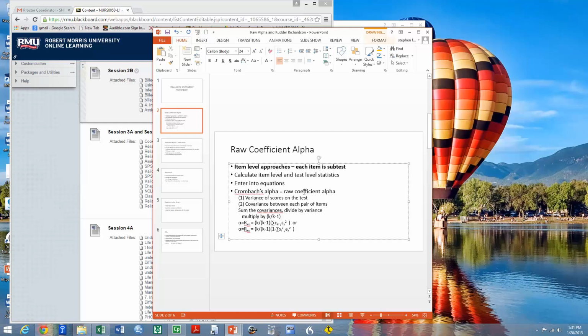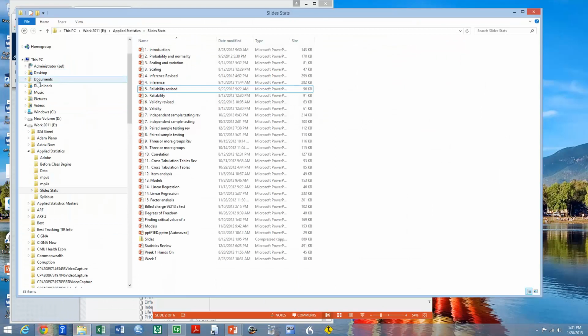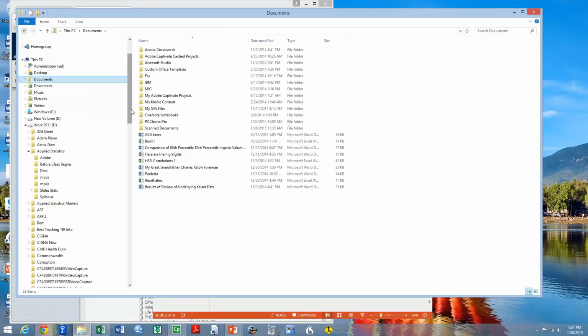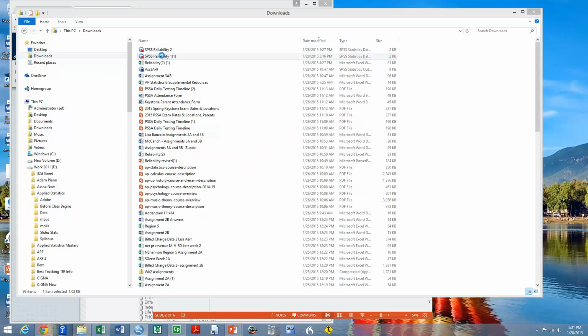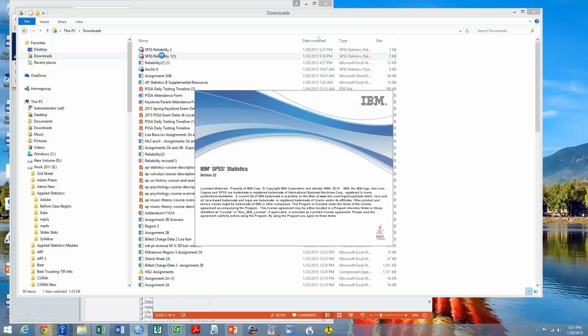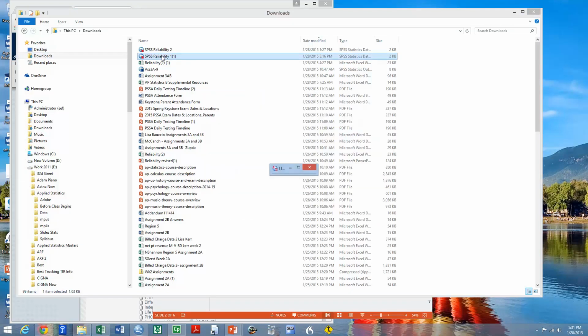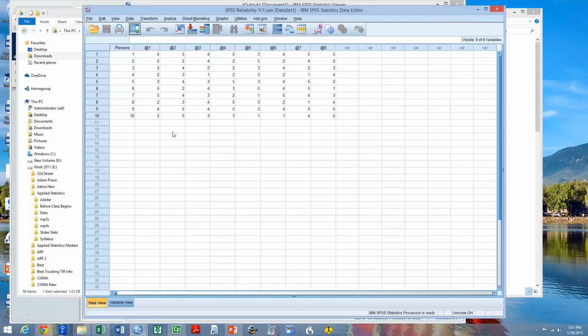So basically, I'm not going to do that by hand for you. We can do it easily and simply in SPSS. So if you'll take the file called SPSS reliability, open it up, and what we have here are our test items. Remember our 10 people who took that test and their scores on it.